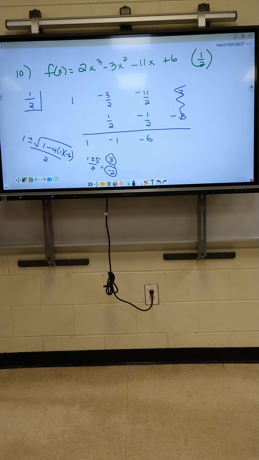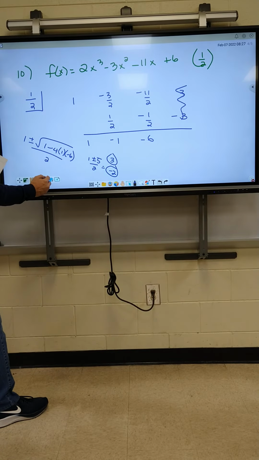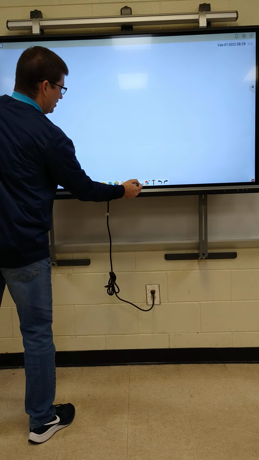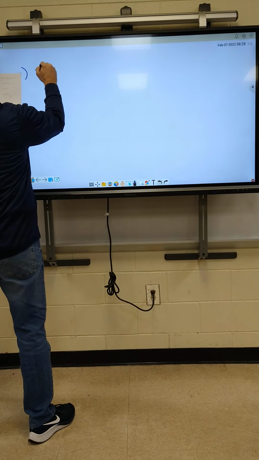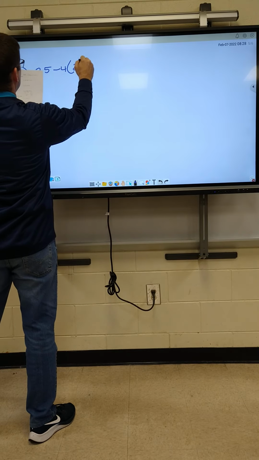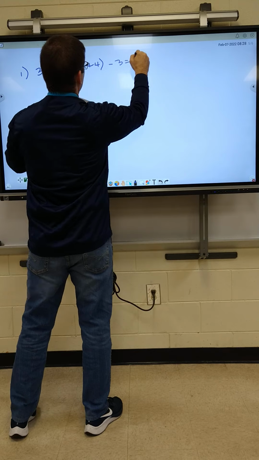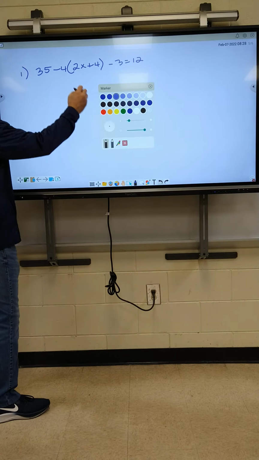All right, anybody got a question before we start on 1 through 6? 1 through 6 are the new type problems that we need to focus on from Wednesday. Number 1: 35 minus 4, 2x plus 4 minus 3 equals 12. Make sure y'all's phones are up and everybody's watching me on number 1. We haven't really gone over one like number 1, guys, but y'all should be able to do it.